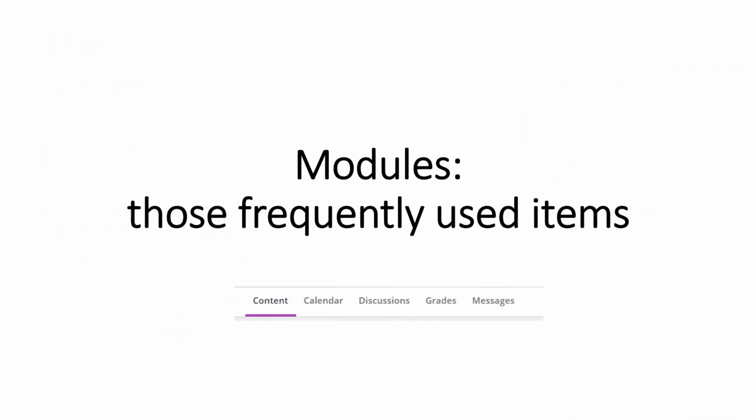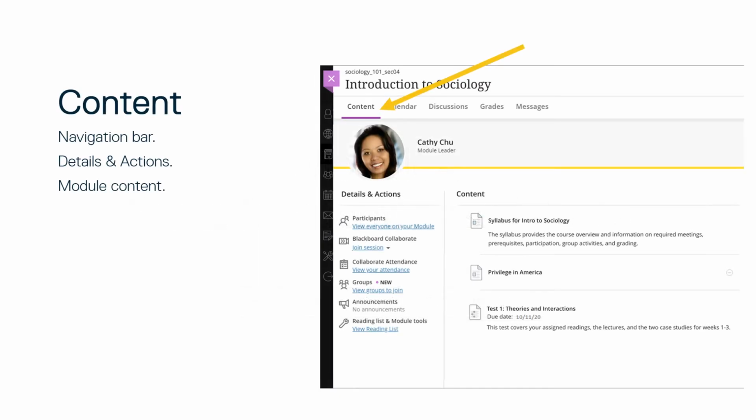Let's explore the 5 frequently used icons within your modules. We have already visited the first item on the navigation bar, the content area, with its details and actions pane and main module content area. It acts as the home page for the module. The next icon on the nav bar is calendar.